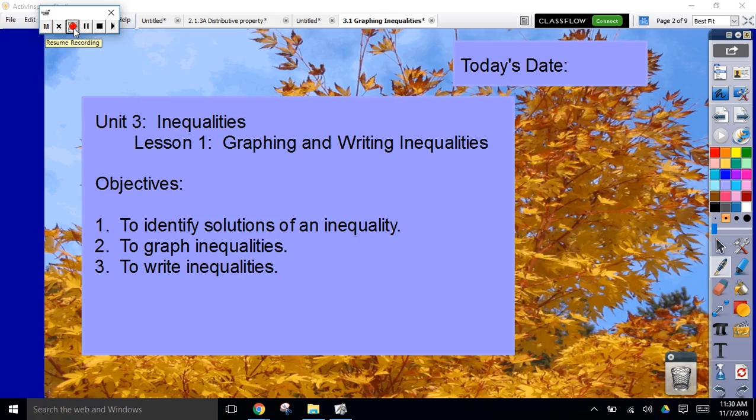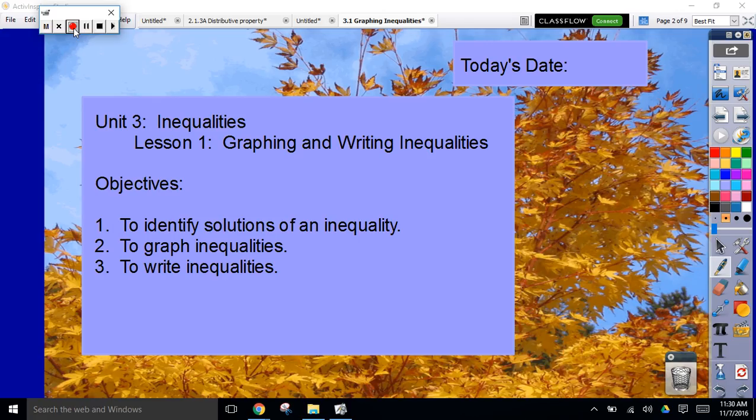Okay, so today's lesson is graphing and writing inequalities. We have been doing equations. Equations have an equal sign. Inequalities have inequality signs, such as greater than or less than. Most of what we do when we solve inequalities is the same as what we do when we solve equations. You already have a lot of the skills you're going to need for this unit.